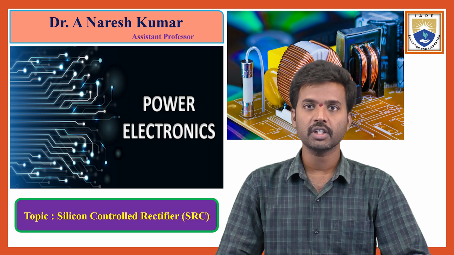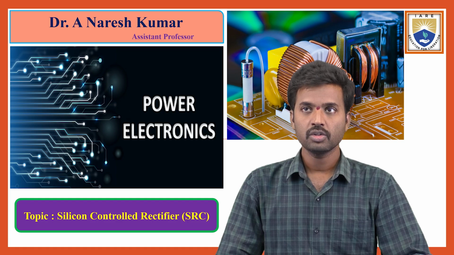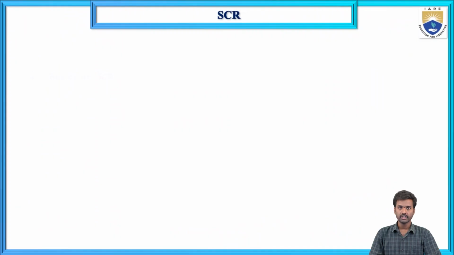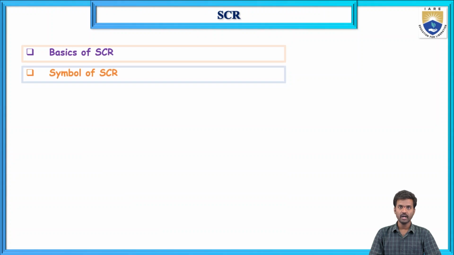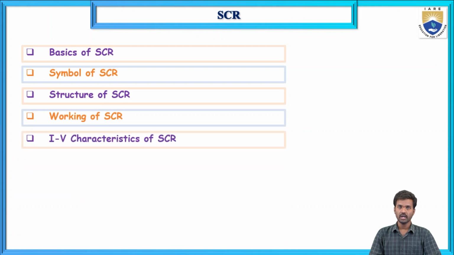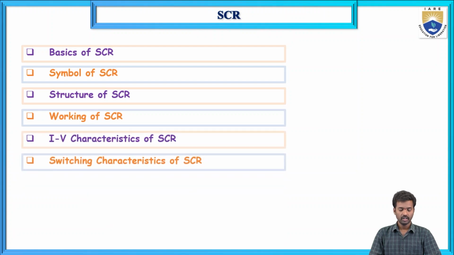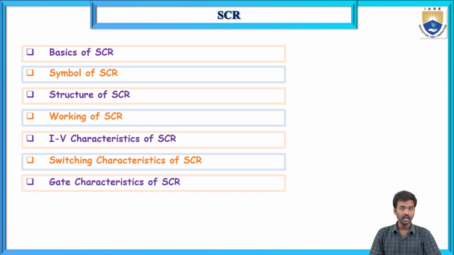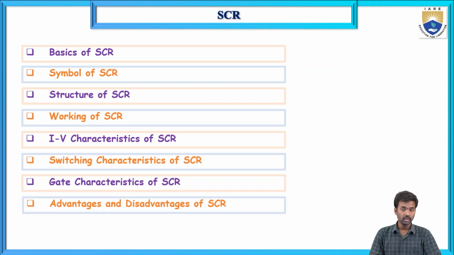Today we are going to have a discussion on silicon controlled rectifier, that is SCR. So here, I will explain the basics of SCR, the symbol of SCR, construction of SCR, working of SCR, IV characteristics, that means static characteristics of SCR, next switching characteristics, dynamic characteristics of SCR, gate characteristics, and next advantages of SCR, disadvantages of SCR, and applications of SCR.